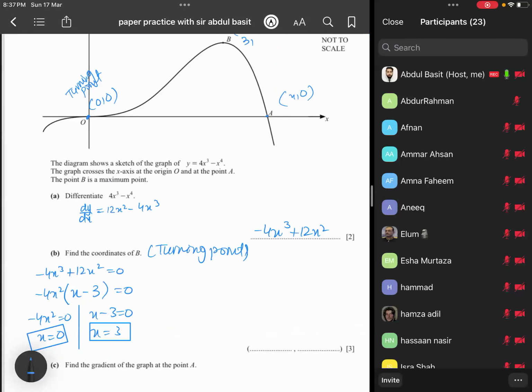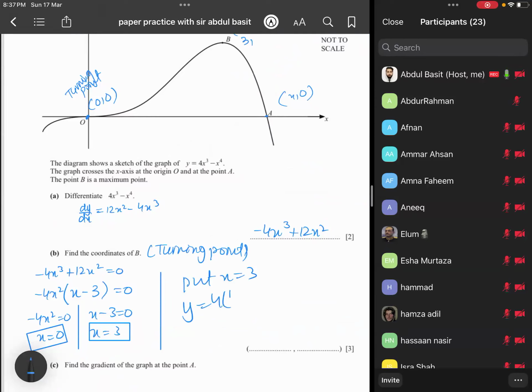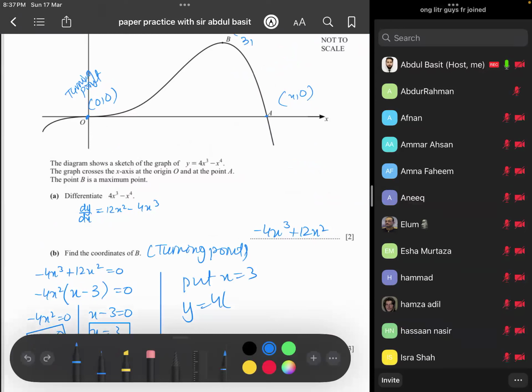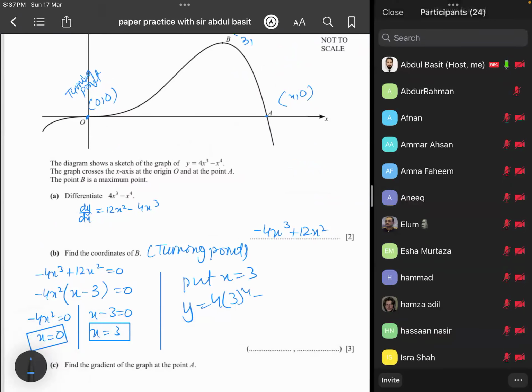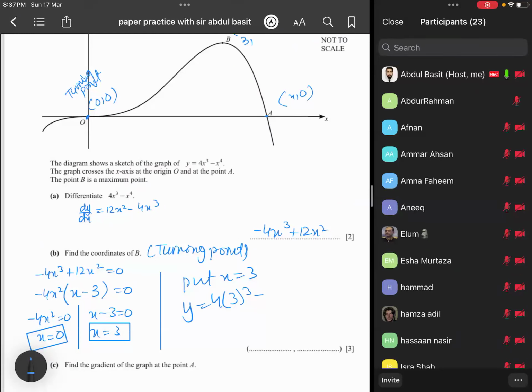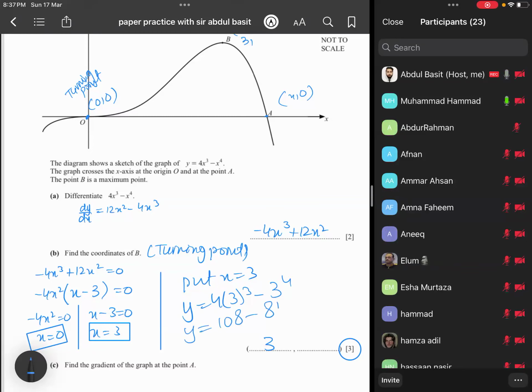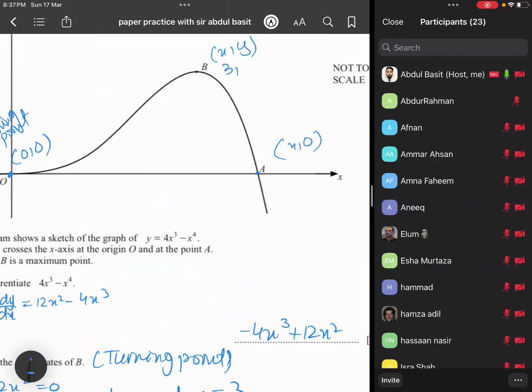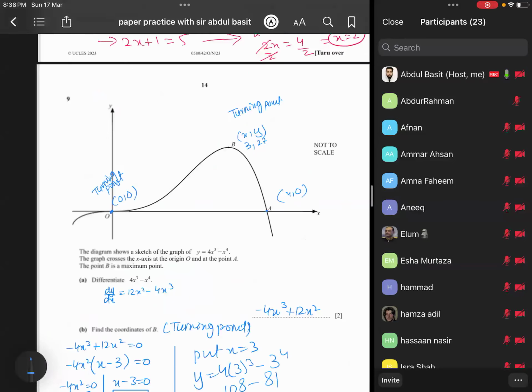Let's find out y. So put x equals 3 in the equation. So y equals 4 into 3 power 4, sorry, 4 into 3 power 3 minus 3 power 4. So what is the answer? 3 cube is 27. 27 times 4 is 108. 108 minus 81 is 27. So the coordinate of B is (3, 27).